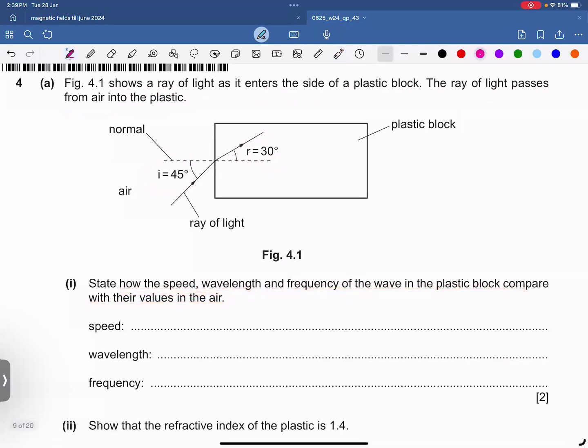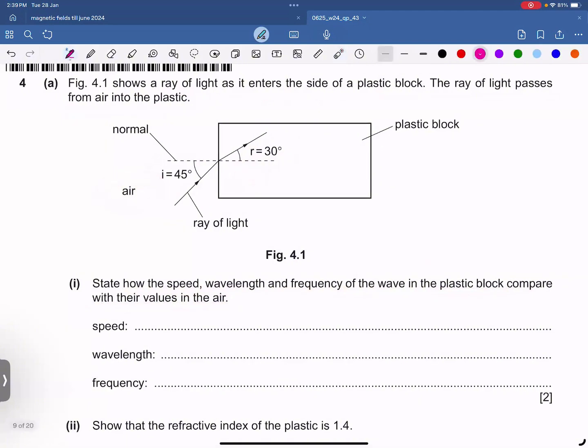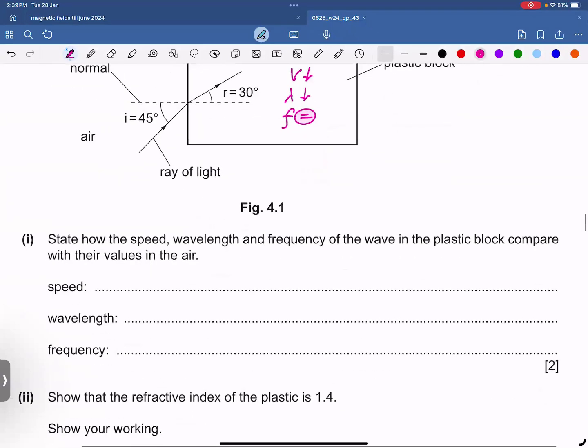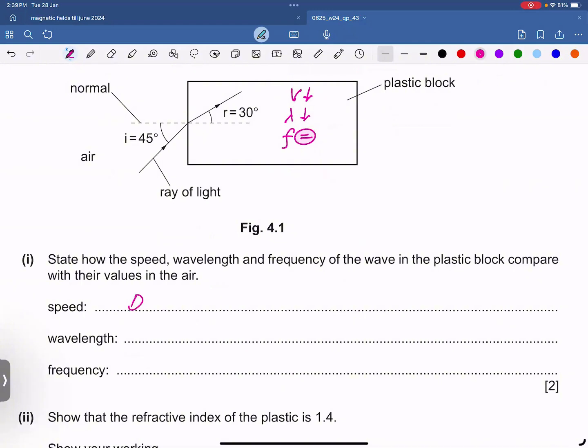You know that when light goes from air into any other medium, speed decreases, wavelength decreases, frequency remains the same. So that's what they are asking you. Speed, you will say, decreases, as I told you. It slows down because it bends closer to the normal.